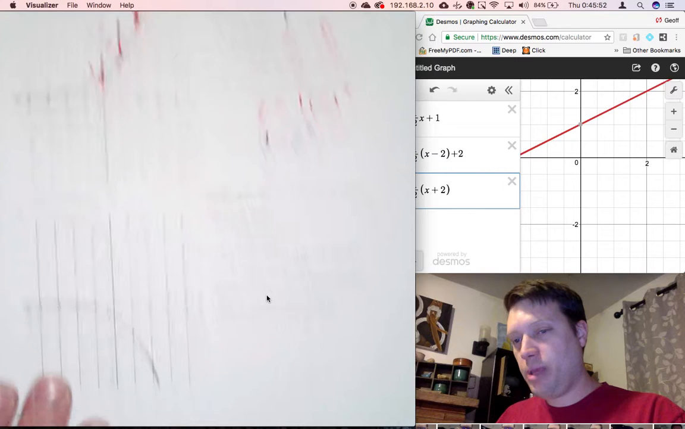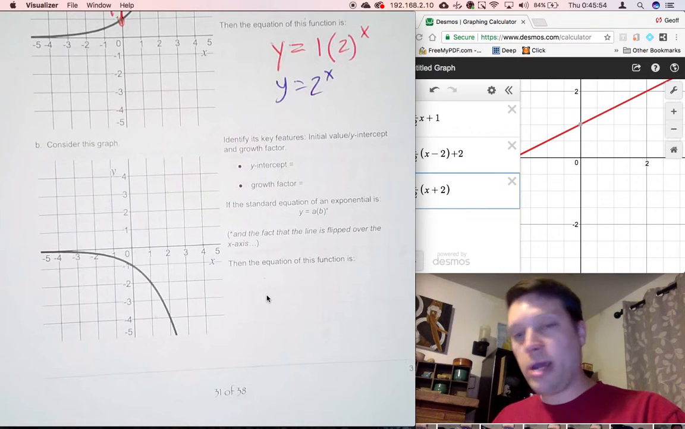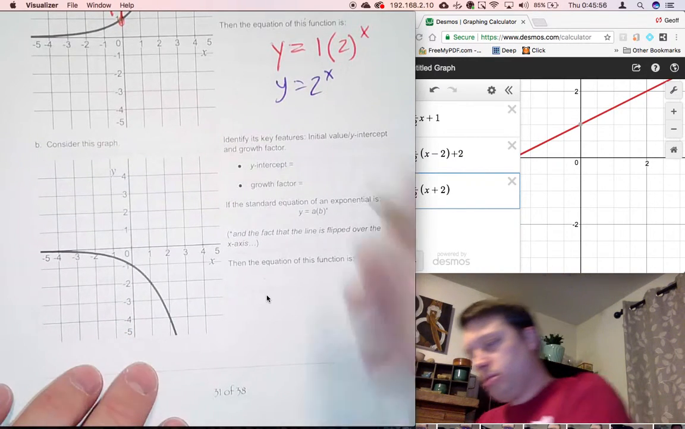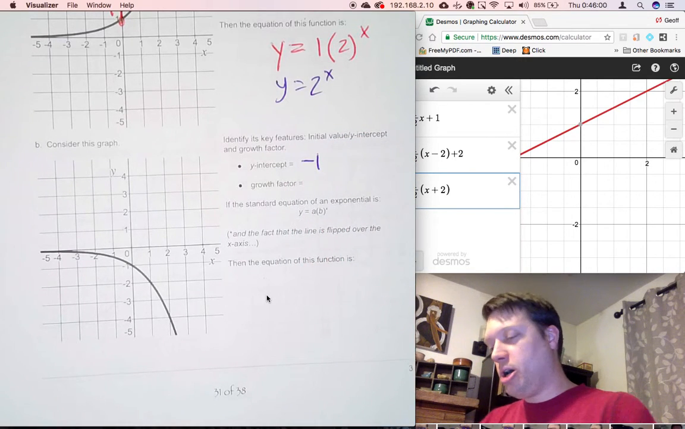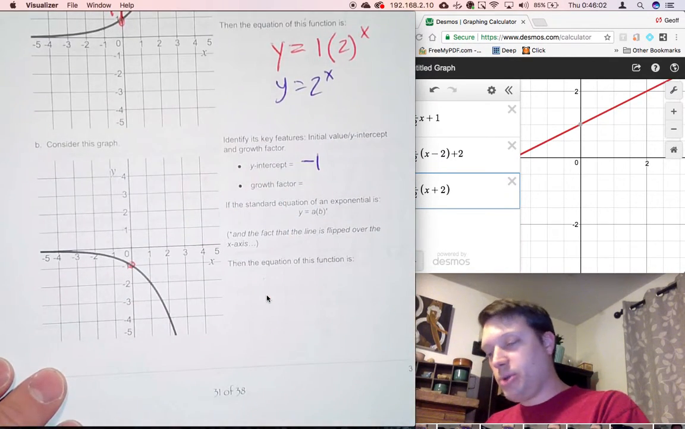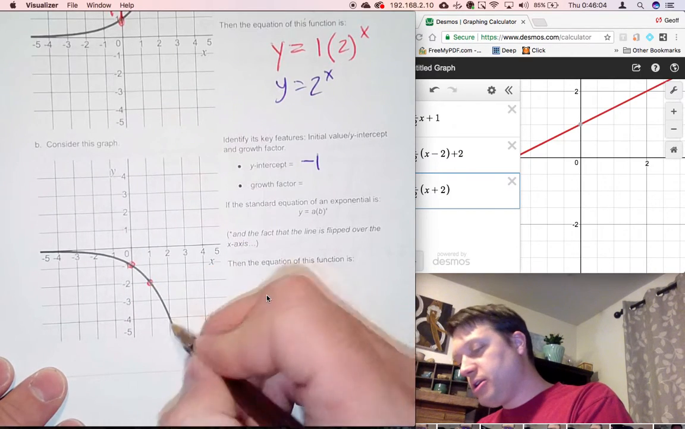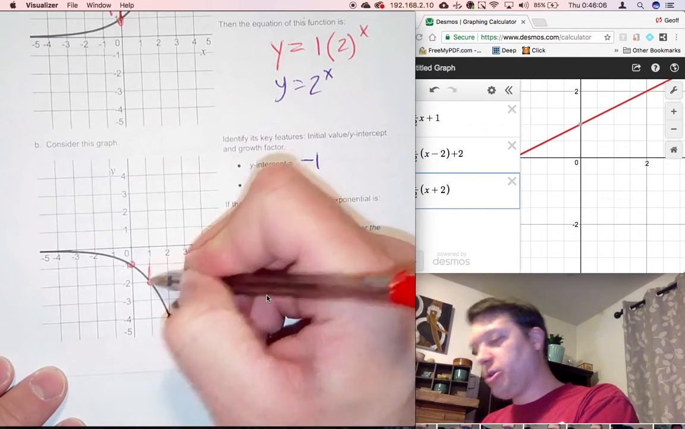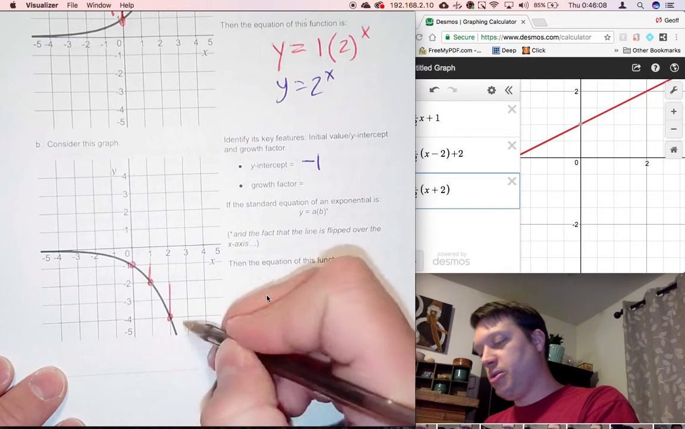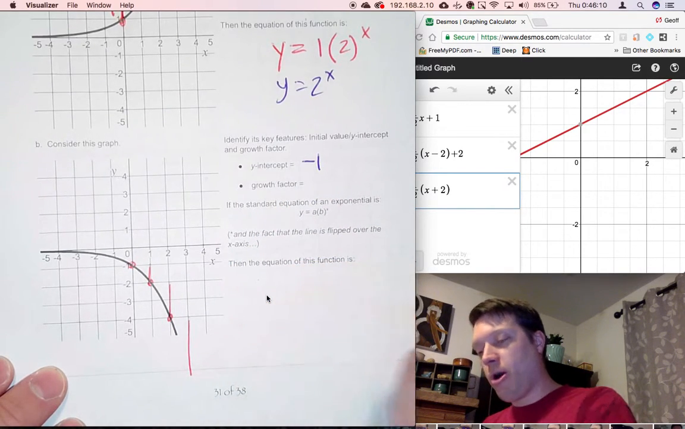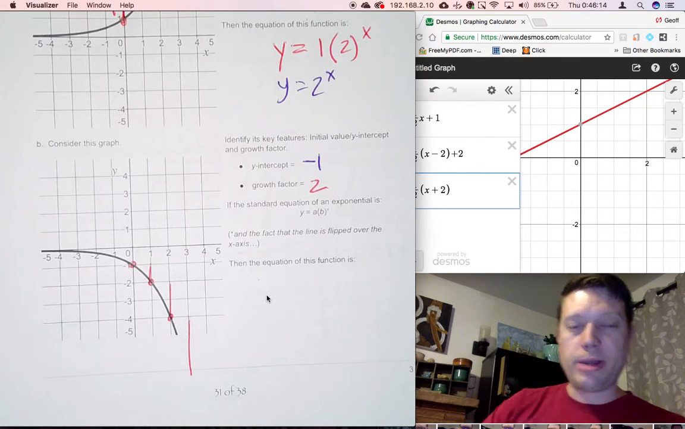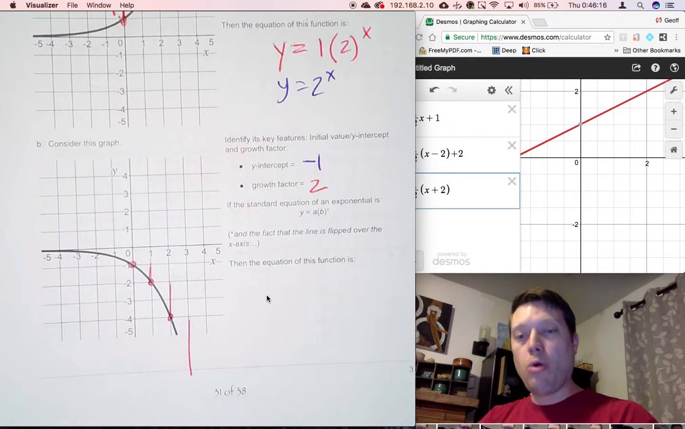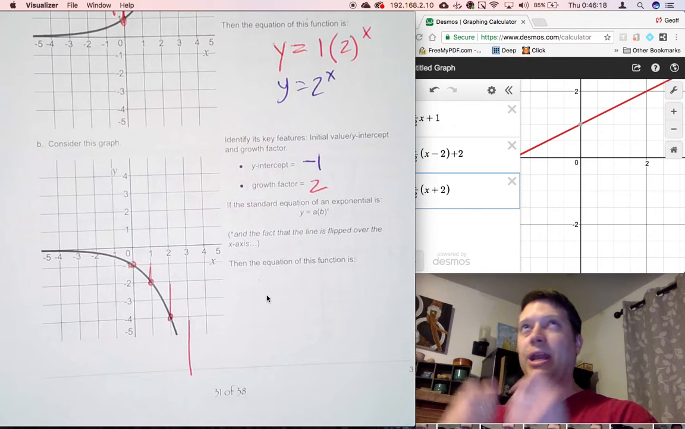So let's try a different one. Consider this graph. In this graph, the y-intercept is negative 1. And the growth factor is still dependent on how, like a sequence, we go from -1 to -2 to -4. That's a growth of 1. That's a growth of 2. So the next one's going to be a growth of 4. We're still doubling.